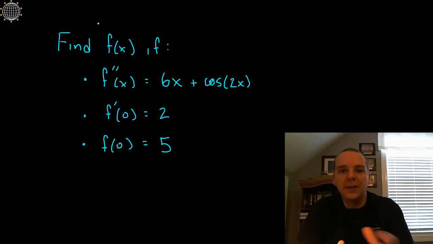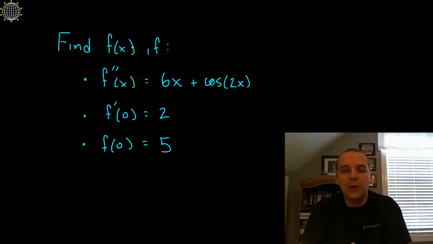Here's a pretty typical initial value problem. What they're asking us for is the original function, little f of x, if what they provide to us is the second derivative function. So knowing that derivatives and integrals are inverses of each other, what we can do is integrate this guy 2 times to get back to the original function.